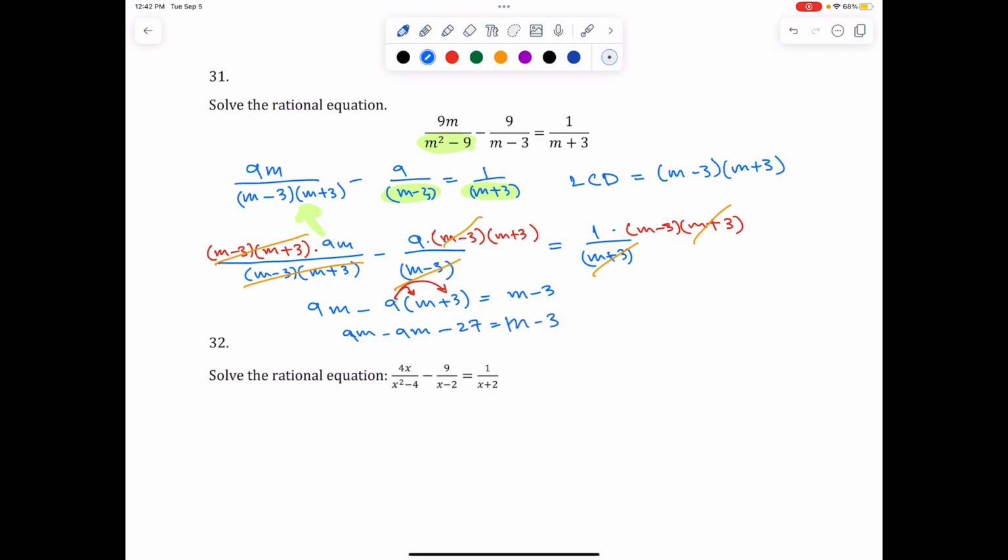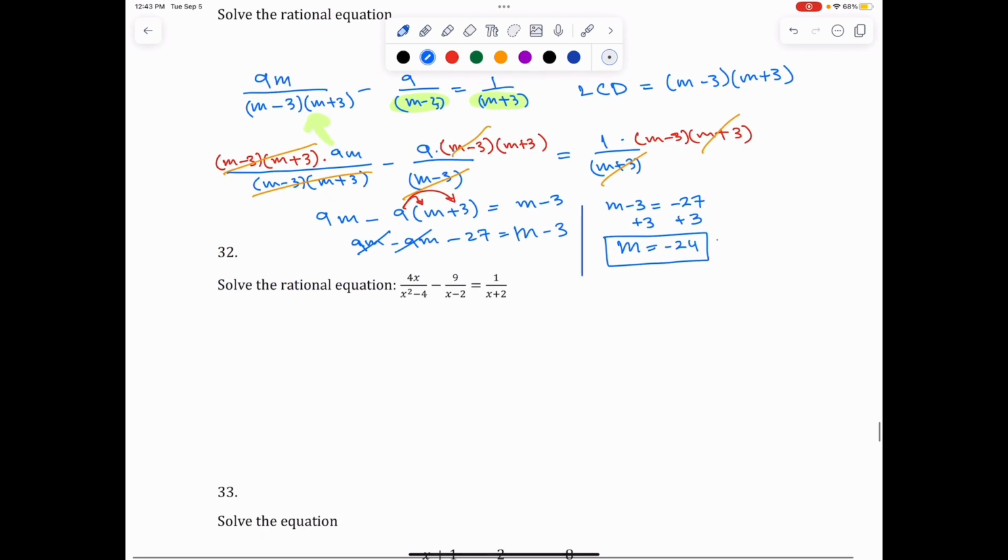Okay. So in this case, we will have these cancel together, and we will have our equation as m minus 3 equals negative 27. Add 3 to both sides of the equation. You get m is equal to negative 24. Notice how m equal to negative 24 is going to work. It's not going to cause any trouble. It's not 3 or negative 3 that will make the denominator 0. So this is the actual solution.